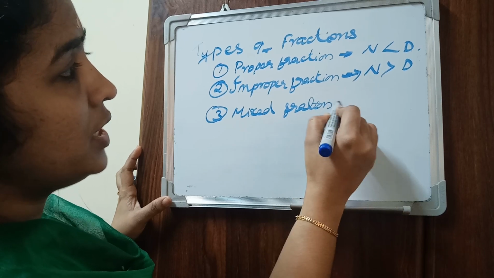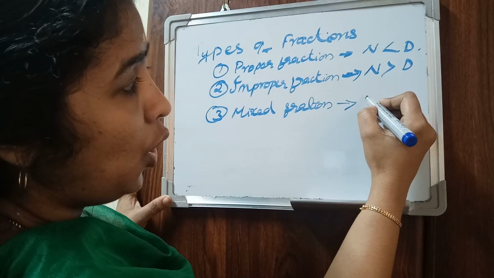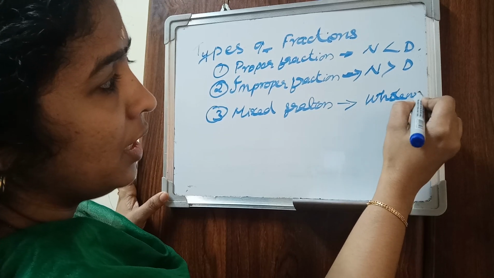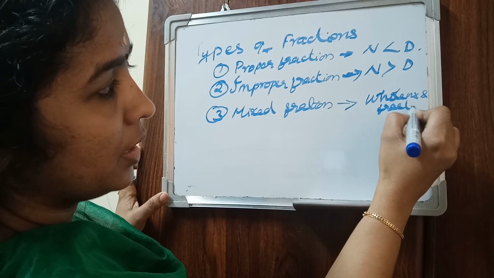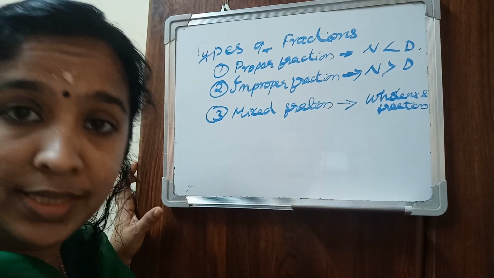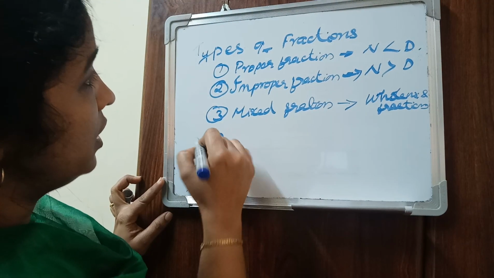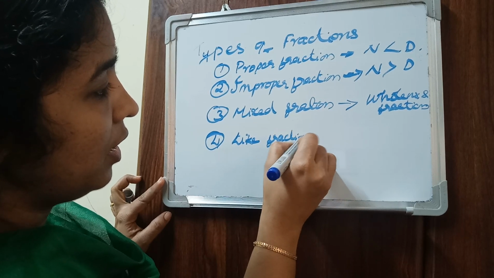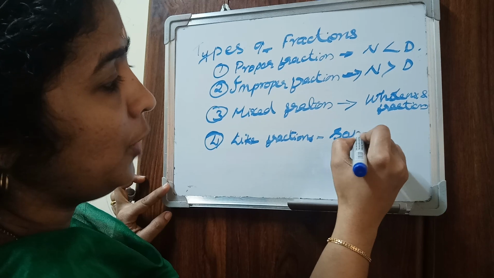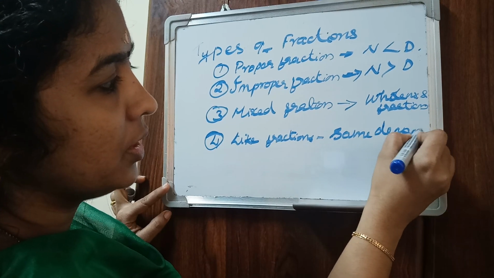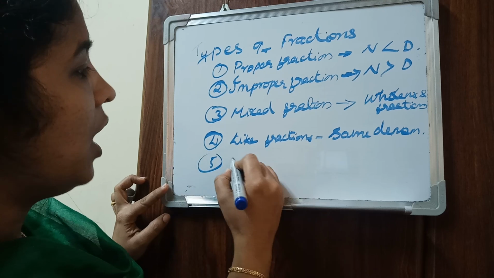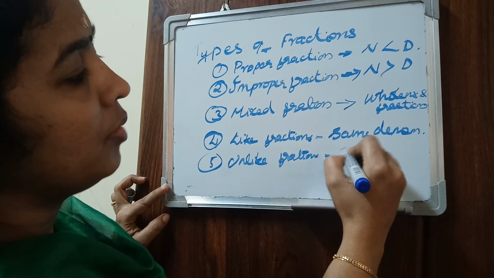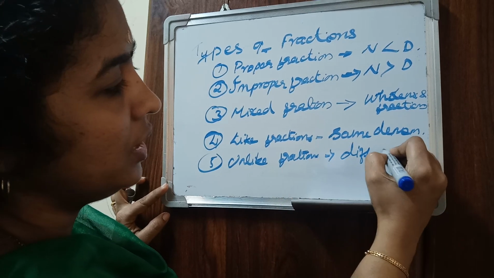Then the third one is mixed fraction. What do you mean by mixed fraction? There will be a whole number and a fraction. That is called a mixed fraction. Next one is like fractions: fractions having the same denominator. Clear? Next one is unlike fractions: fractions having different denominators.